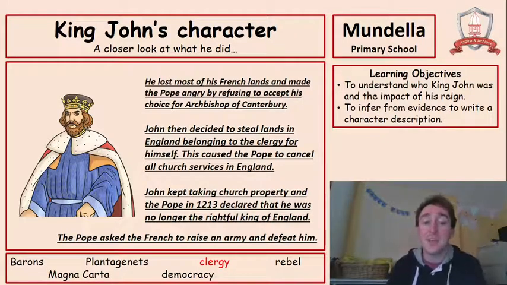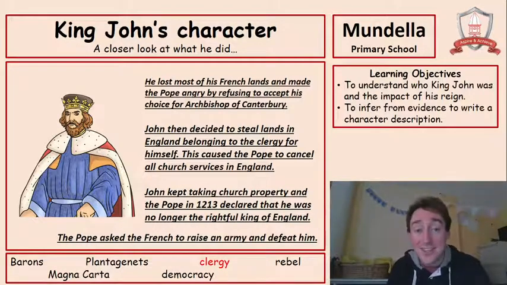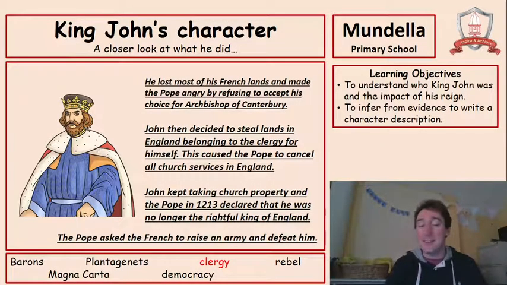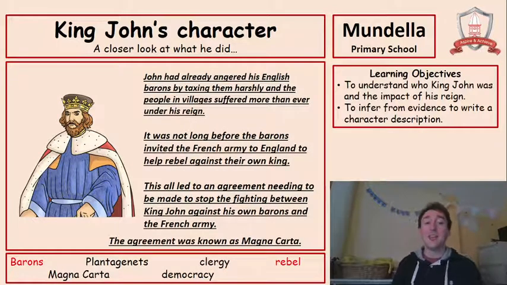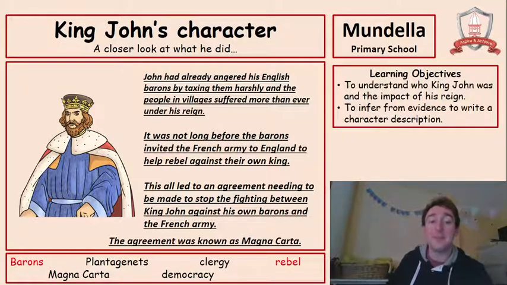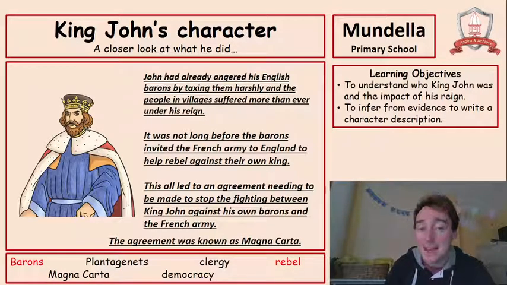So he kept taking church property, and then finally, in 1213, the Pope declared that he was no longer the rightful king of England, and he asked the French to raise an army to fight King John to get a new king of England, because it was going so terribly. And John obviously had already angered English barons as well by taxing them loads of money, and the people in villages were then taxed more than ever, so that they couldn't afford to even eat or live. It wasn't long before even the barons invited the French to England to help rebel against their own king.